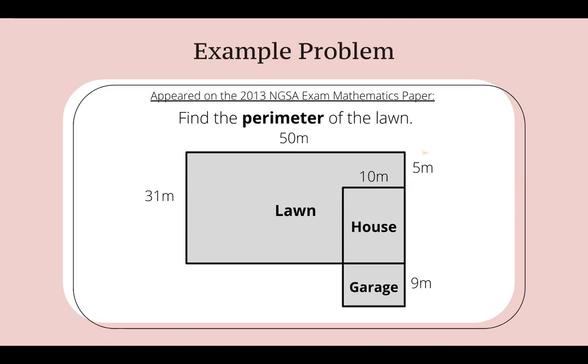Now let's look at a practice problem. This appeared on the 2013 NGSA exam mathematics paper. We need to find the perimeter of the lawn. I'll give you a few seconds to pause the video and see if you can solve this one on your own. Okay, good work. The answer is 162 meters. Here's how we can solve this problem.